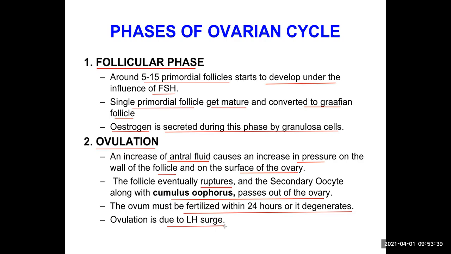This is a very interesting mechanism. At other times, it doesn't happen like that. It is a negative feedback mechanism, remember that. But this time, it will stimulate more release of LH. This is known as LH surge, and this LH will act on the Graafian follicle and lead to rupture of the Graafian follicle, which is called ovulation. So LH is responsible for that.